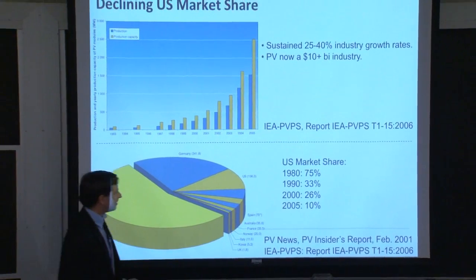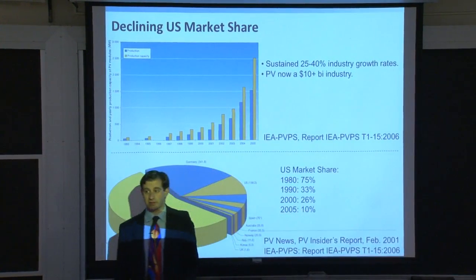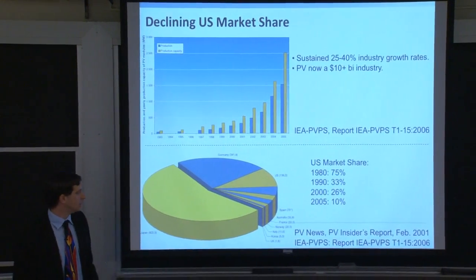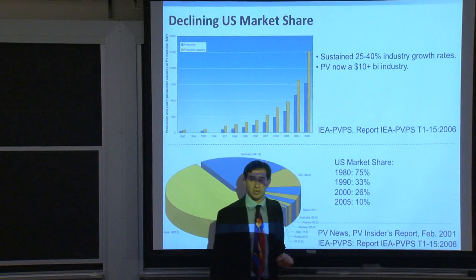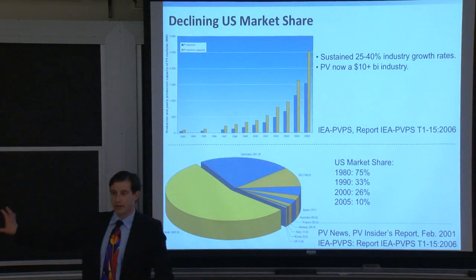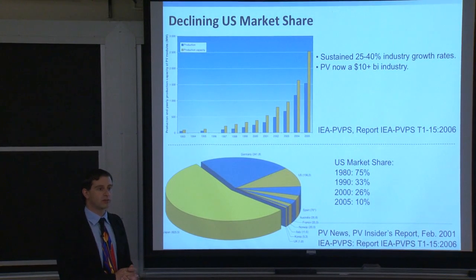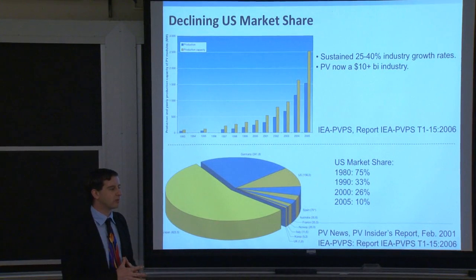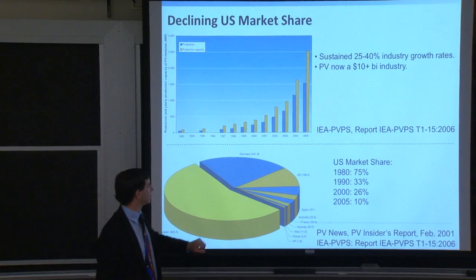This declining US market share has really captured the attention of politicians lately. The fact that the US used to comprise 75% of the PV production market, this is to produce or manufacture the modules, and today is on the order of 5%. This has raised concern within many in the DOE and today's DOE and government.